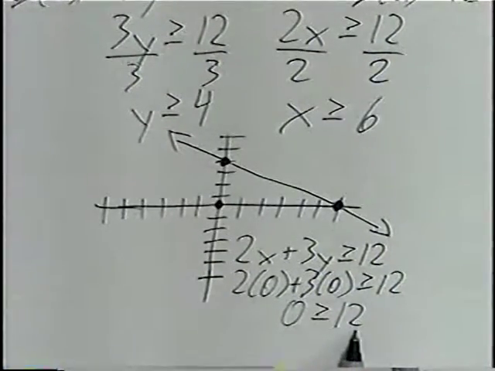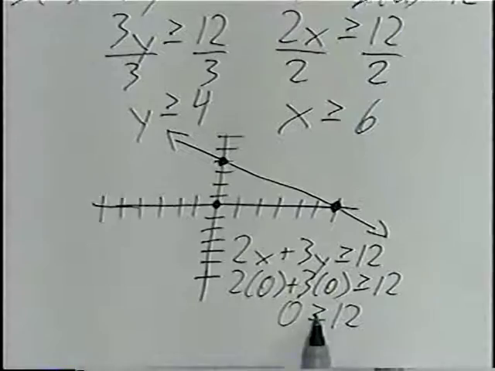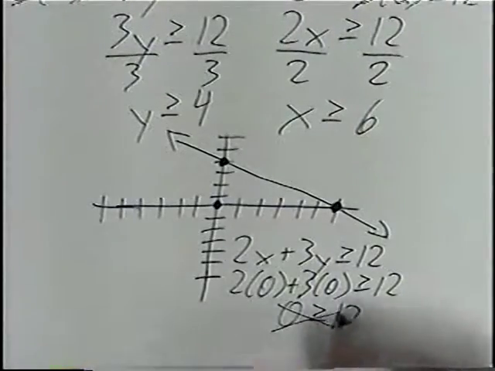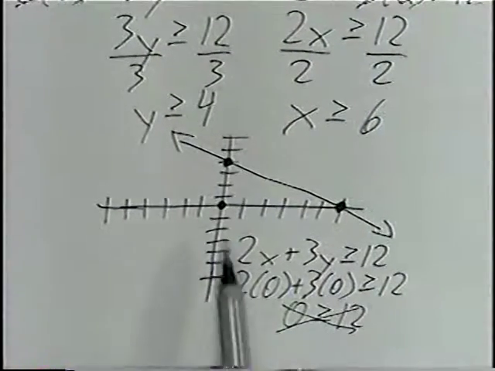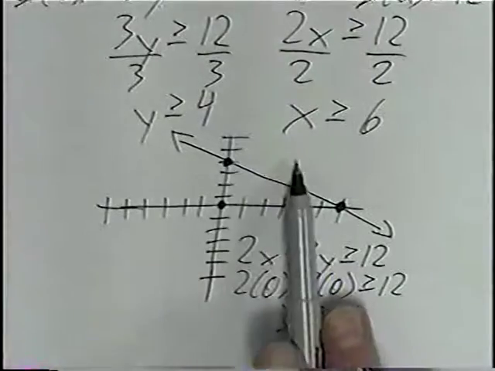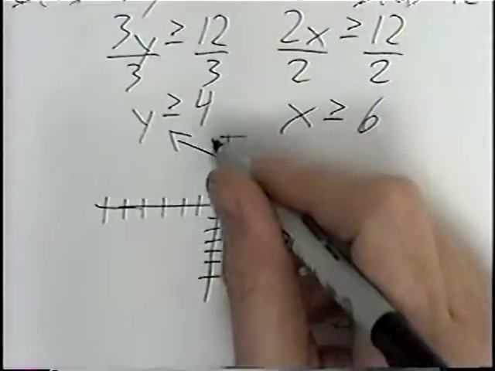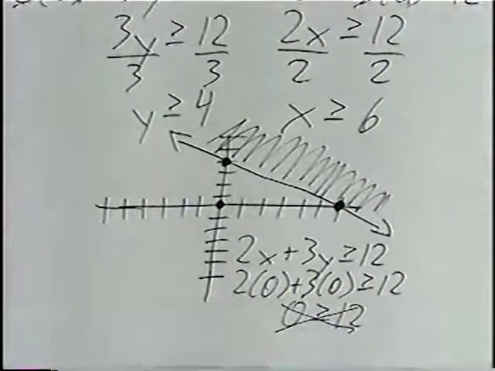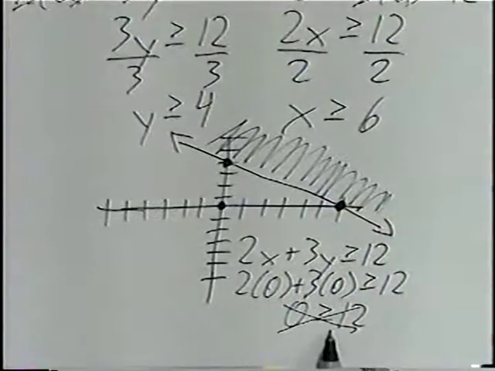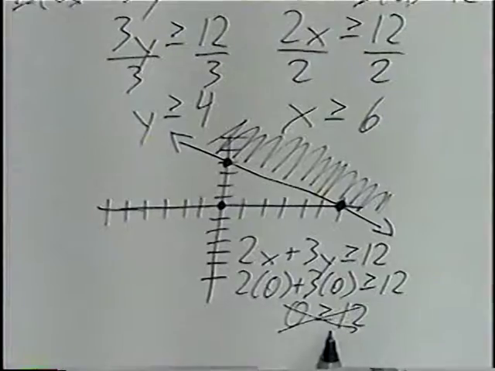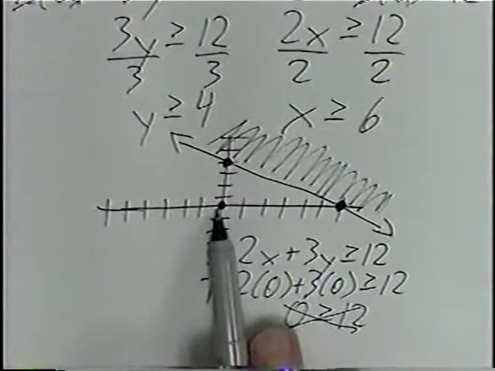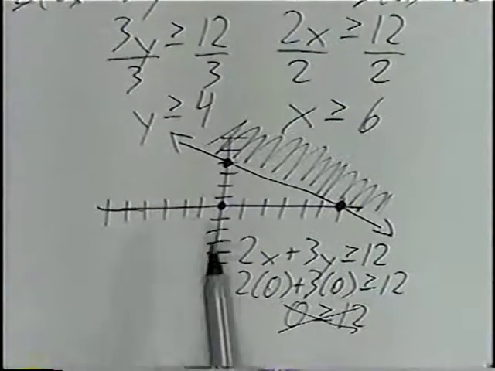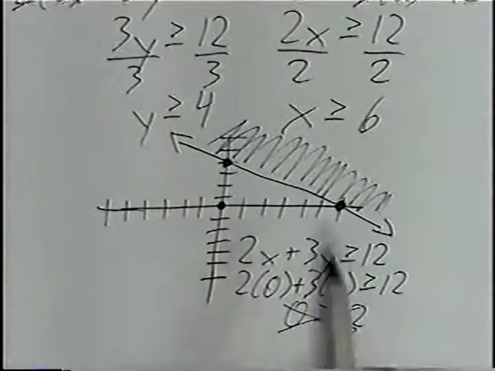0 greater than or equal to 12 is false. 0 is not greater than 12. When plugging in a test point, if it's false, we'll shade the opposite side of the line. So in this graph, above the line would be shaded. When you plug a test point in, if the inequality is true, you'll shade the side with the point. If it's false, we'll shade the opposite side of the graph.